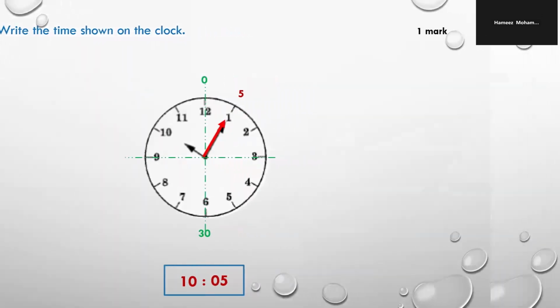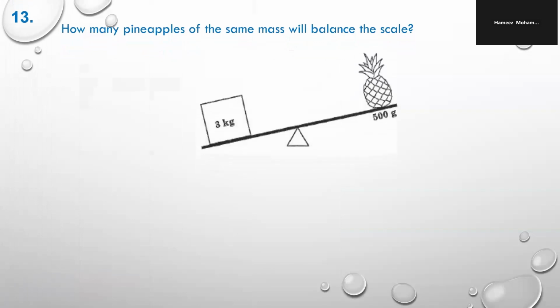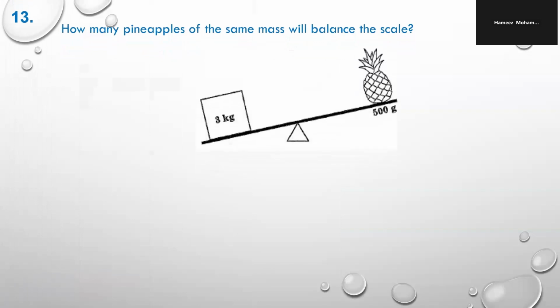Okay, let's go on now to number 13. How many pineapples of the same mass will balance the scale? So right now, we can see there's a 3 kilogram weight pressing down on the left-hand side. And of course, that 3 kilogram weight is heavier than the 500-gram pineapple mass. So the seesaw is bent.